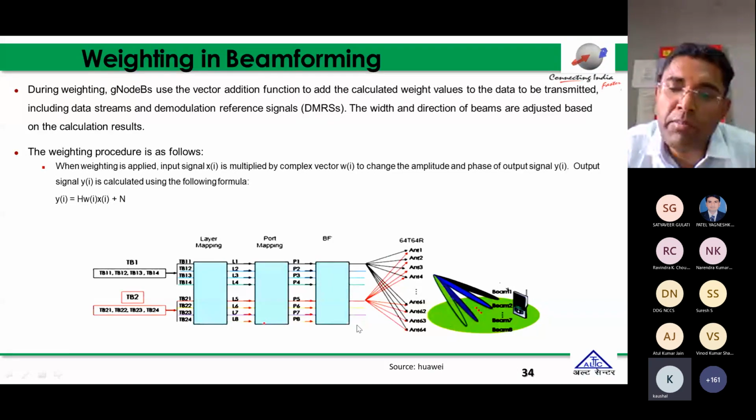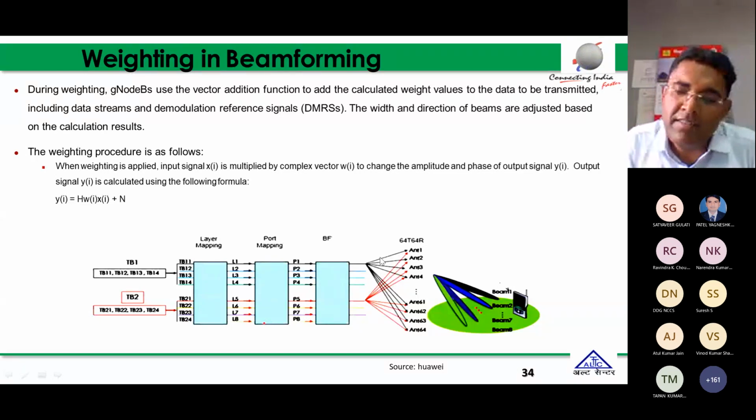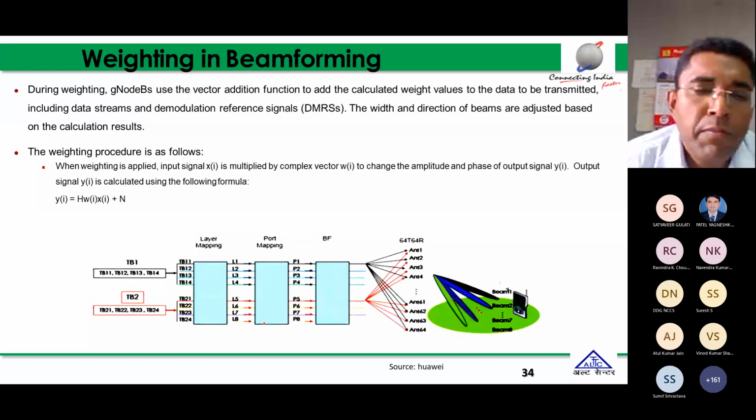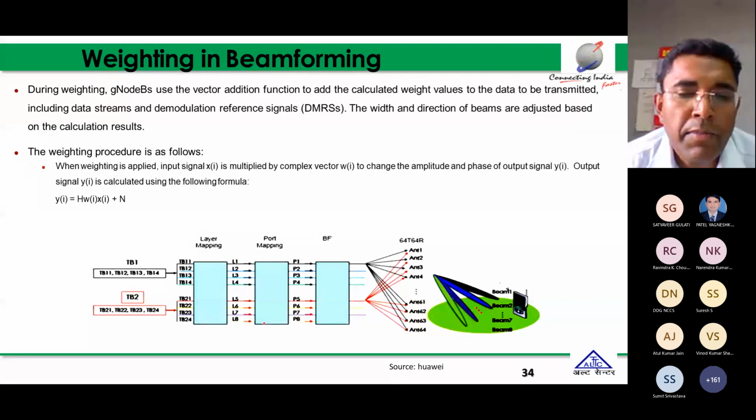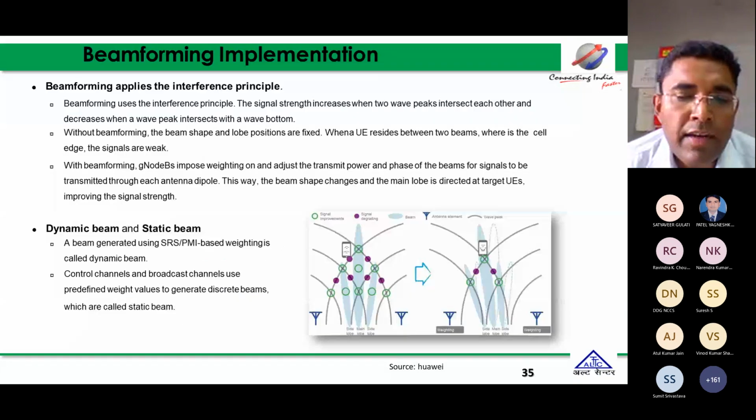But how do they achieve the beam? Because of the weight of the antenna signals; depending on the weights, the beams are steered. Right? So in beamforming, there are 2 types of beam, the dynamic beam and the static beam. That we have already discussed: SRS based and PMI or CSI-RS based weighting is called a dynamic beam.